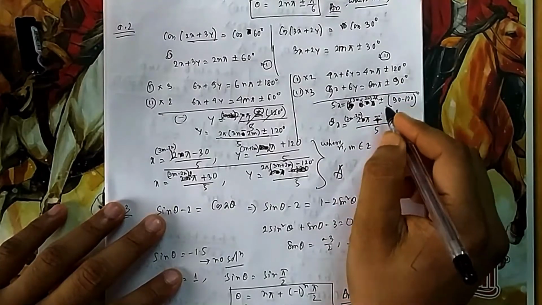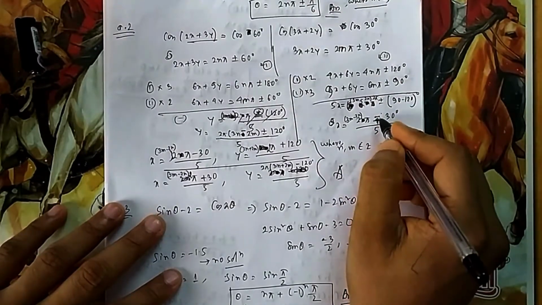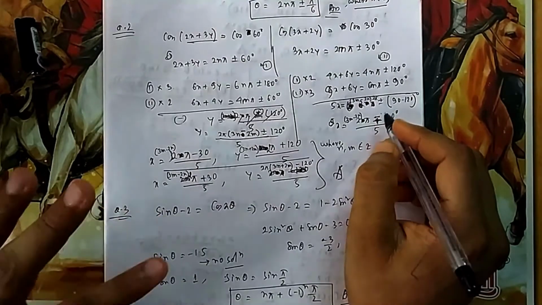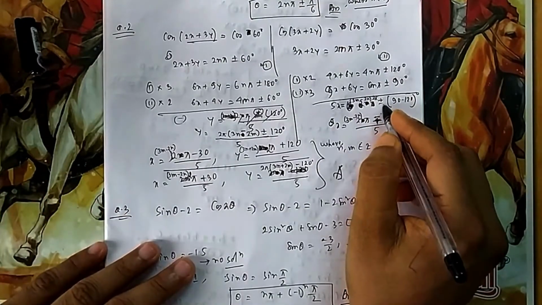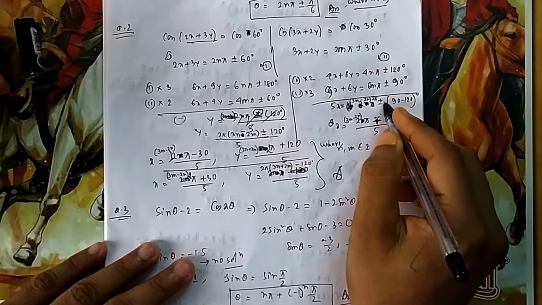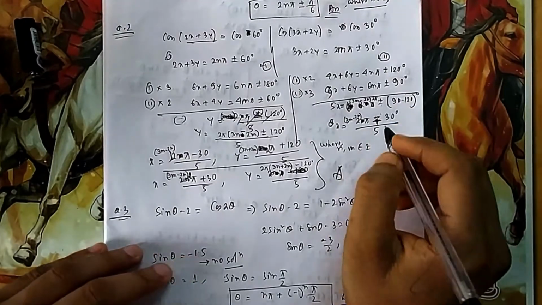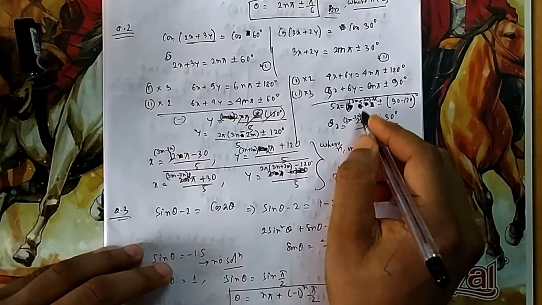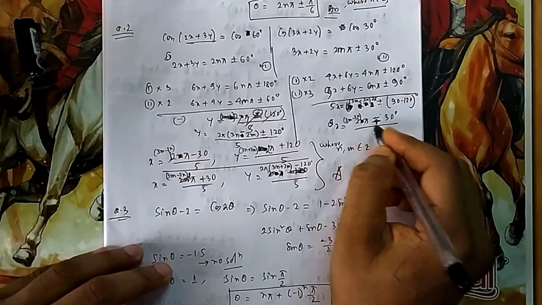So because this is negative, it will become minus plus. So plus minus is different to minus plus, you remember this one. Because you are multiplying with minus 30, plus will become minus, minus will become plus, and it is (3m minus 2n) into 2 pi by 5.